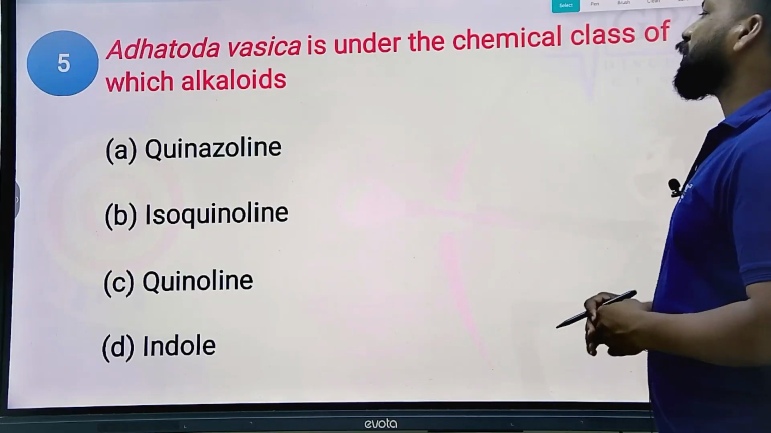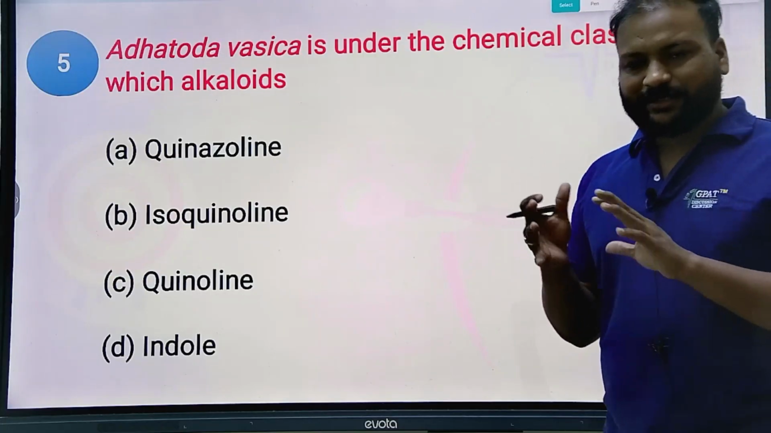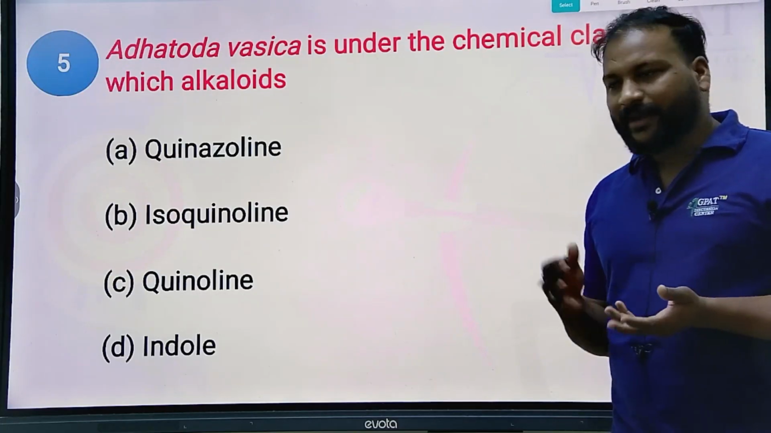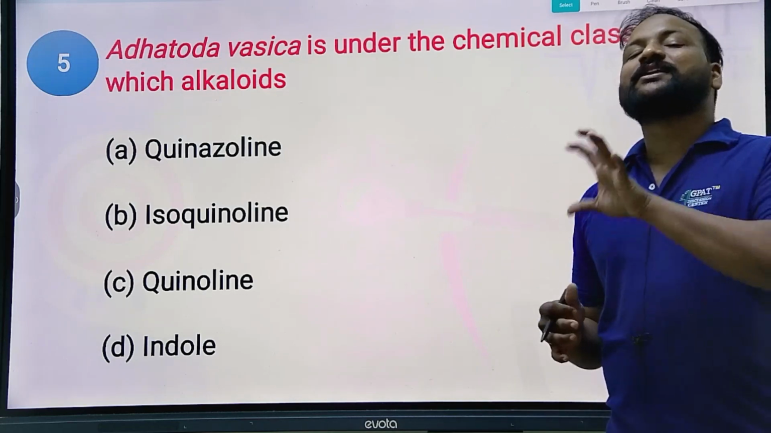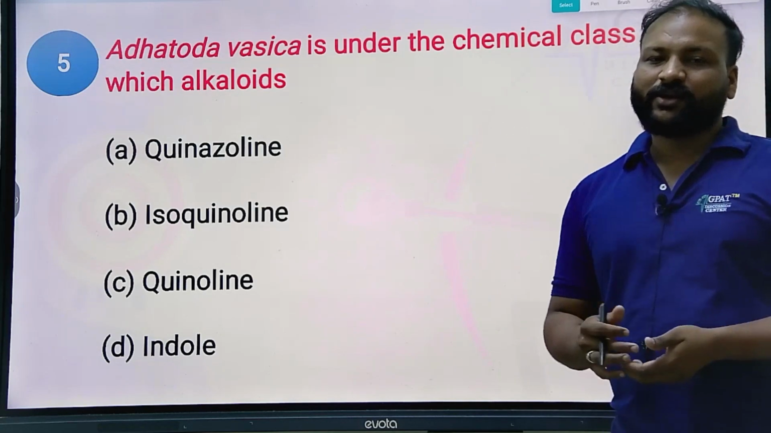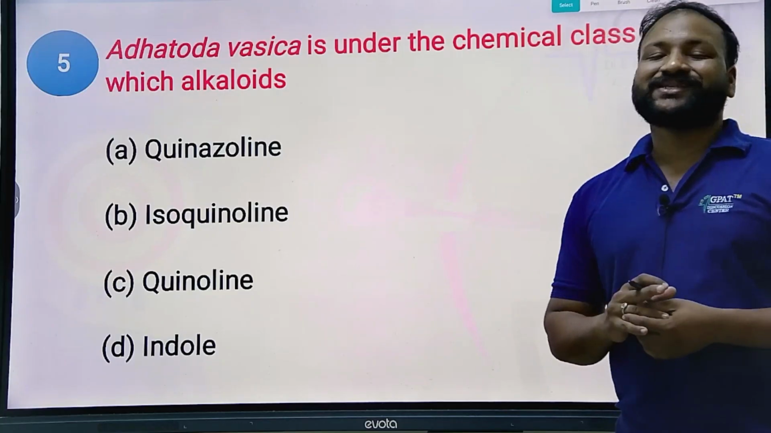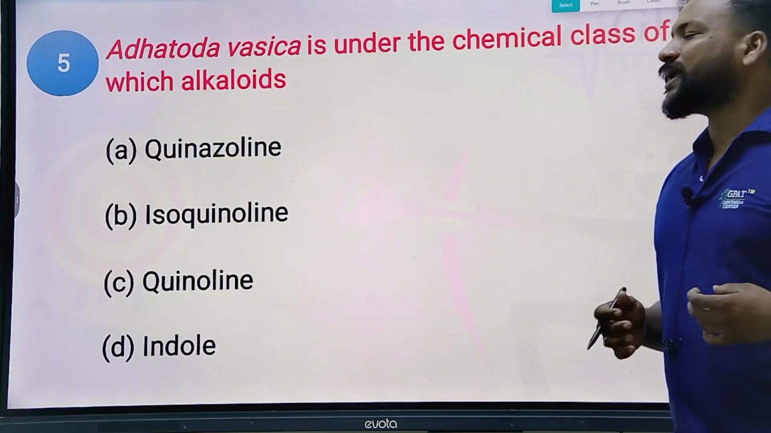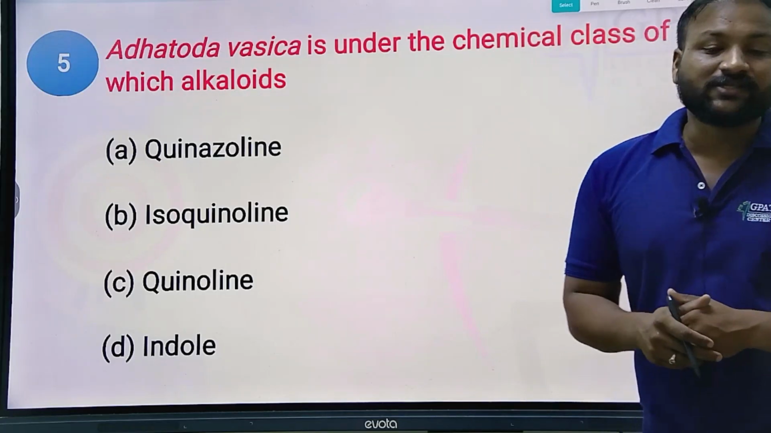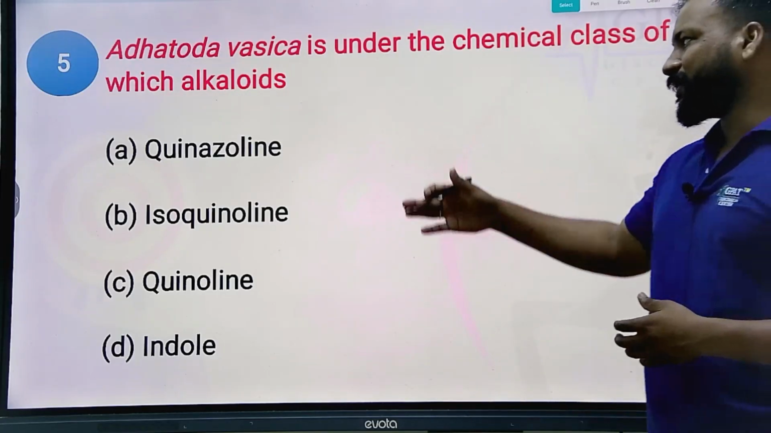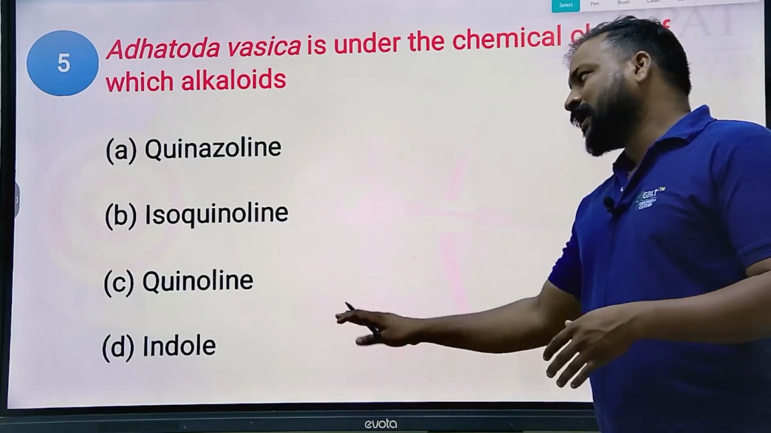Which chemical class of alkaloids does Adhatoda vasica belong to? For that reason, I told you in the theory class as well. It is very important, because alkaloids are widely distributed and the classification is very huge. Tell me, Adhatoda vasica or vasicine, which is a bronchodilator, contains which type of nucleus? Either quinazoline, isoquinoline, quinoline or indole.